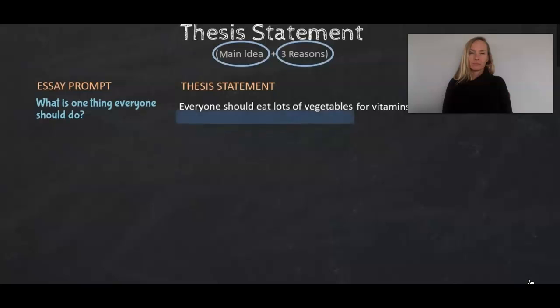In this thesis statement, the main idea is that everyone should eat lots of vegetables. The 3 reasons people should eat vegetables are for the vitamins, minerals, and fiber.